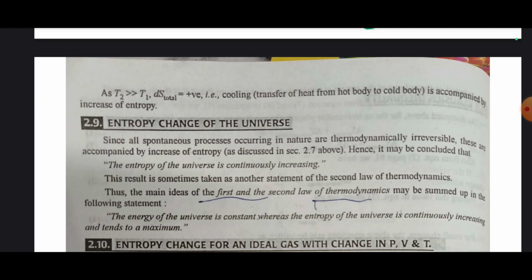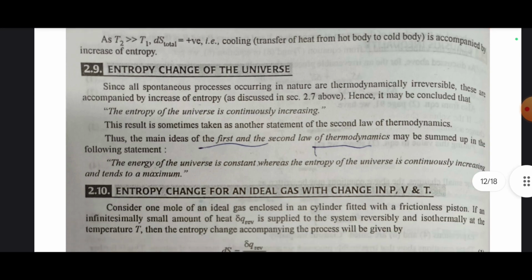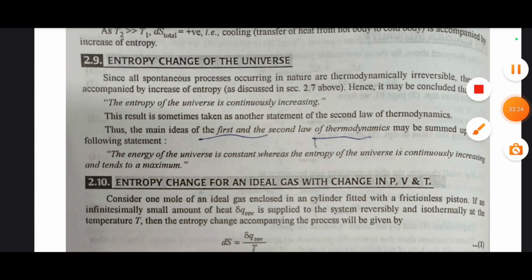As T2 is greater than T1, so dS total is positive, that is, cooling is accompanied by increase of entropy. 2.9 Entropy change of the universe. Since all spontaneous processes occurring in nature are thermodynamically irreversible, these are accompanied by increase of entropy. Hence, it may be concluded that the entropy of the universe is continuously increasing. This result is sometimes taken as another statement of the second law of thermodynamics.